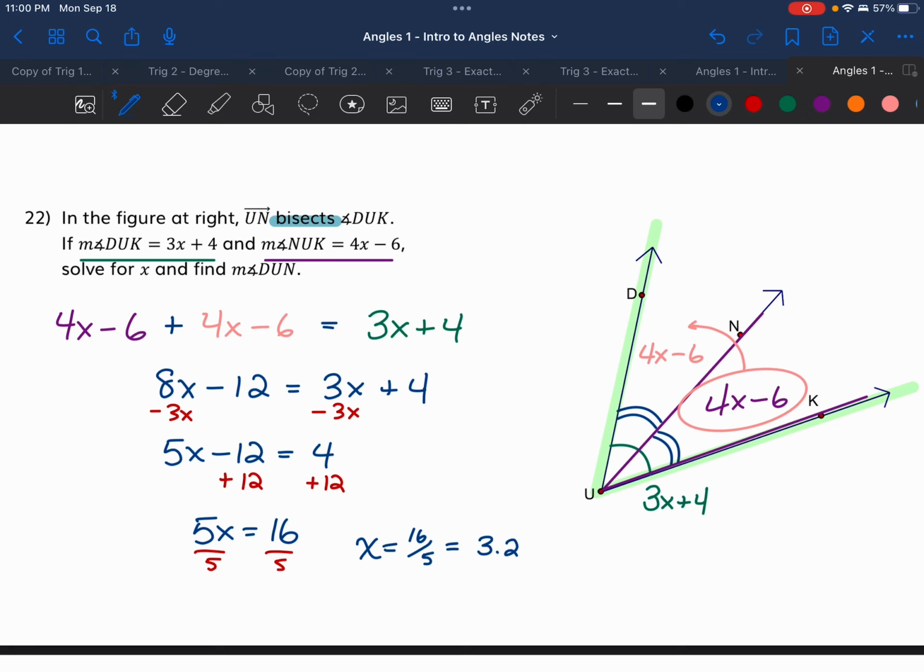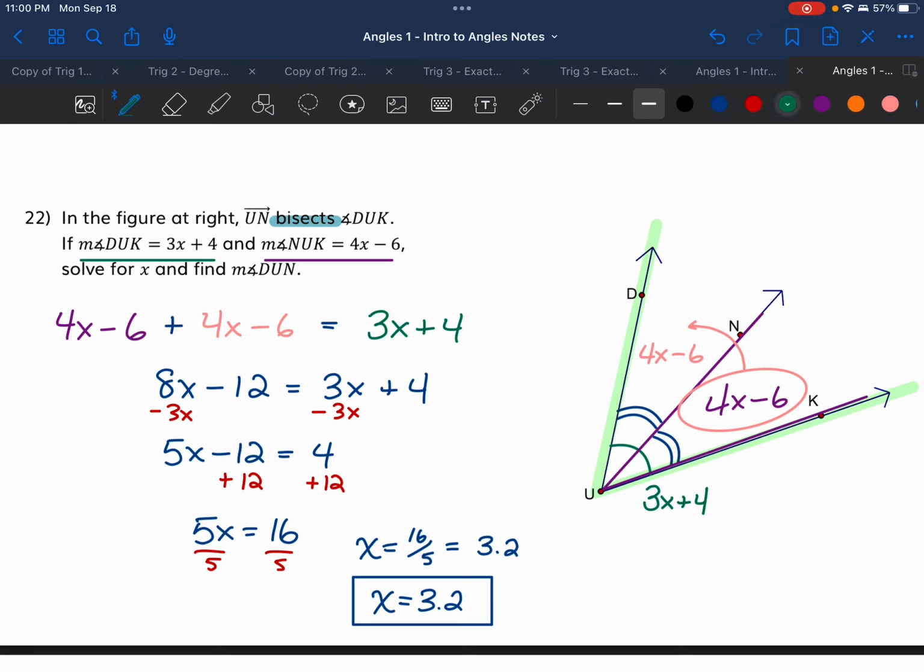And that's fine. You are more than welcome to have an answer here that is a decimal. I'm not going to give you any decimals right off the bat that are ridiculously ugly, the ones that continue forever and don't repeat. 3.2 is perfectly fair and perfectly normal.